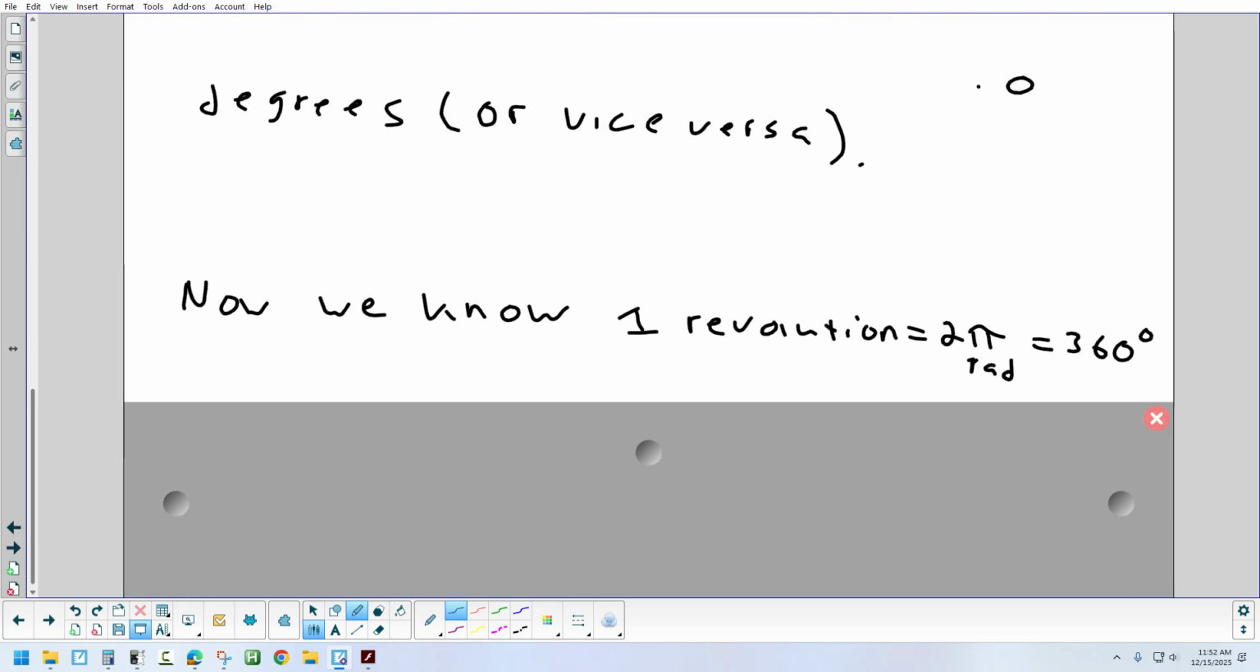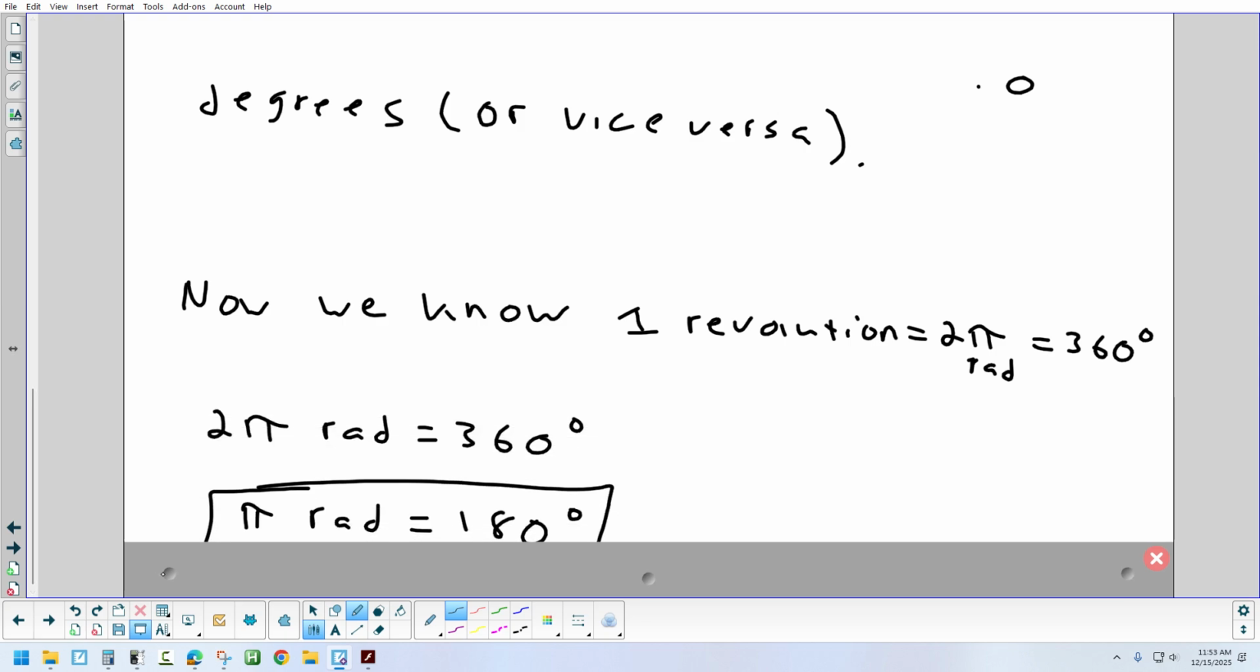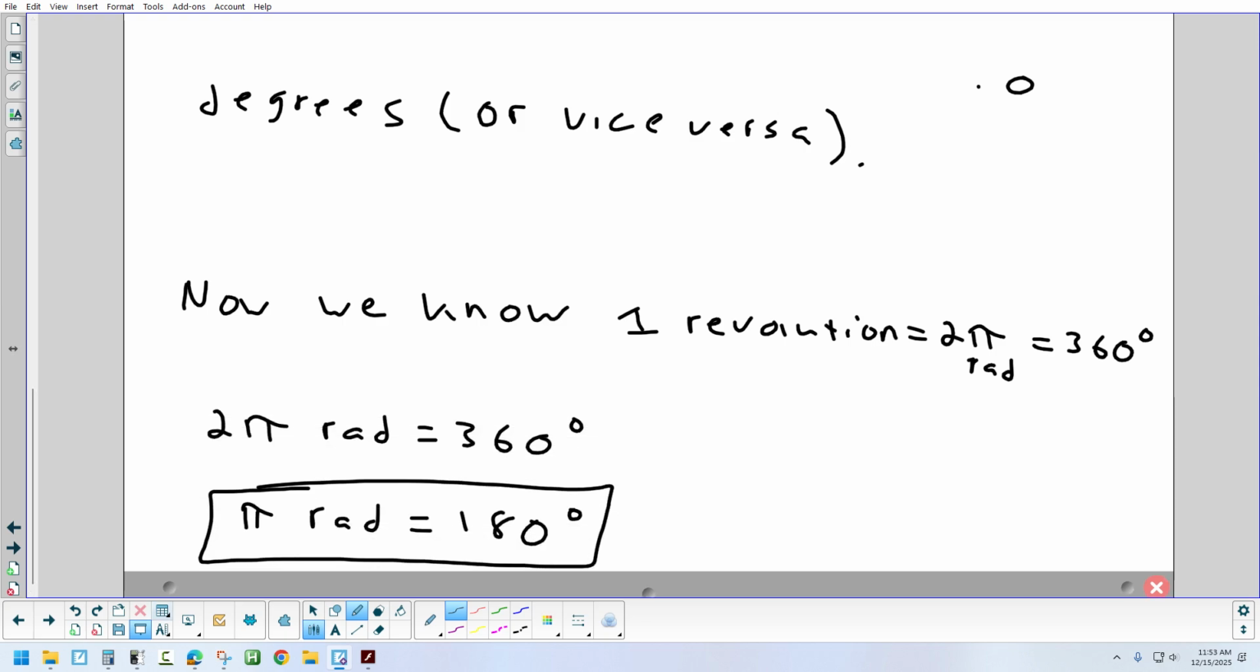So how many degrees, instead of 2 pi, let's say 1 pi. 2 pi is equal to 360 degrees. What would 1 pi be equal to? 180, because 1 pi is half of 2 pi. It's halfway around the circle, and we know that halfway around the circle is 180.